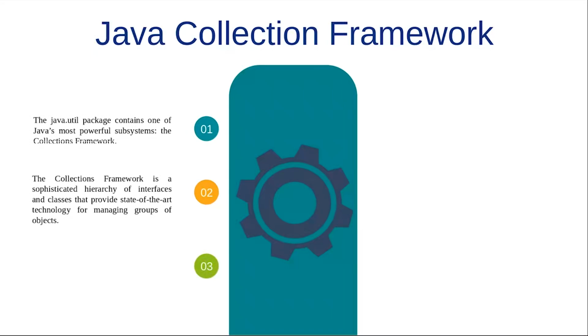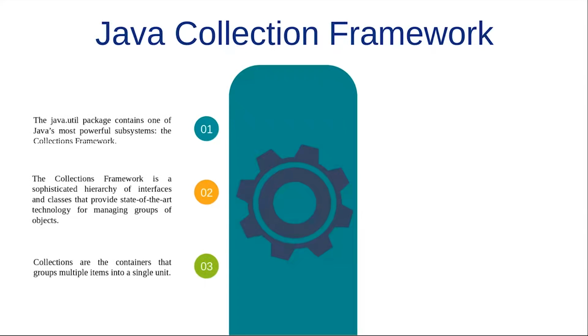Next, collections, or containers, group multiple items into a single unit. So we are grouping a group of objects into a single unit in collections. It's similar to arrays, since arrays also group objects into a single unit, but the difference is that arrays are of a specific size. We have to specify the size of an array, but in collections we don't have to specify the size of any of the collection framework objects. So that is the difference.